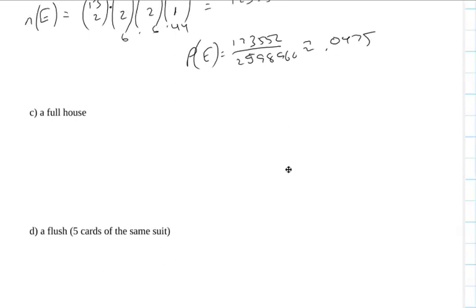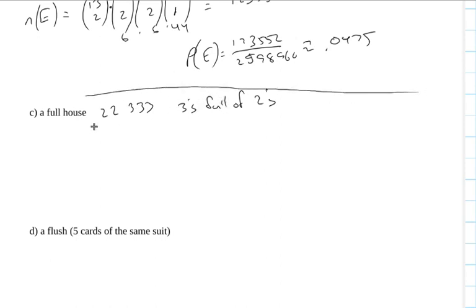Okay, to find the probability of a full house, there are 2 ranks. A full house, just in case you're not familiar with it, is something like 2, 2, 3, 3, 3. This would be 3's full of 2's. So getting 3 of a kind and a 2 of a kind, or a pair, is what we would call a full house.